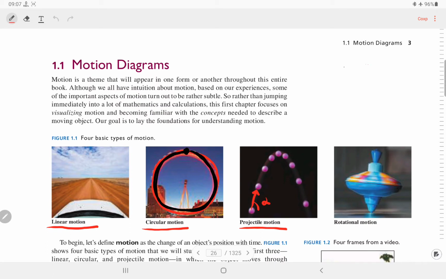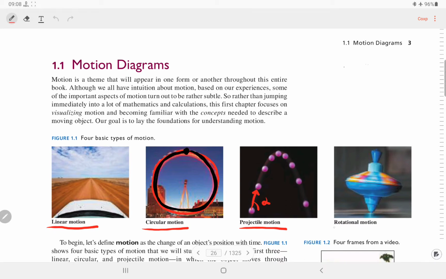In linear motion, only range changes. Or if you throw it upward, for example, only height changes, just a one dimension motion. But in projectile motion, both height and also horizontal range change.